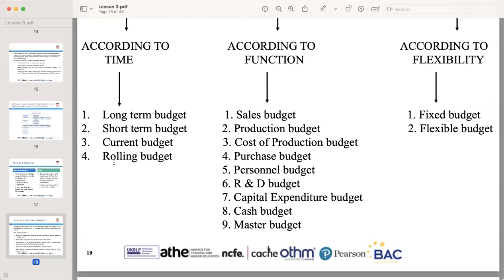So you can say also as mini budgets. So according to functions: sales, production, cost of production, purchase budget, personnel budget, R&D budget, capital expenditure budget, cash budget, and master budget. Function-based budgets focus on specific functions or departments within the organization, such as sales, production, or research budget. Then according to flexibility, fixed budget and flexible budgets.